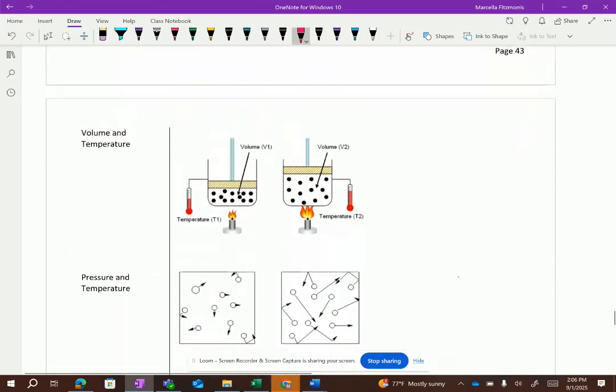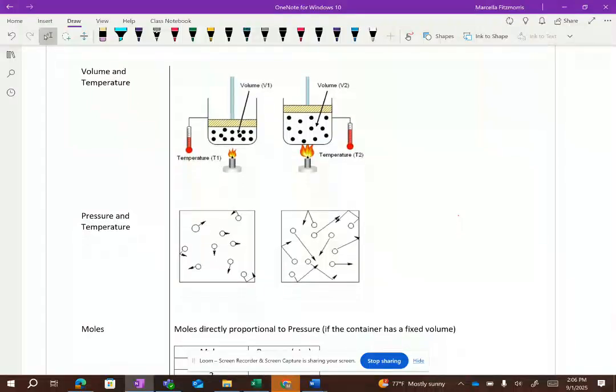Alright, the second relationship we have in gases is that of volume and temperature. This falls under Charles' law. Charles' law is V1, volume 1 over temperature 1 equals volume 2 over temperature 2. Which basically means that if the volume goes up, the temperature goes up. They're directly proportional. So if I double one, the other is doubled automatically.